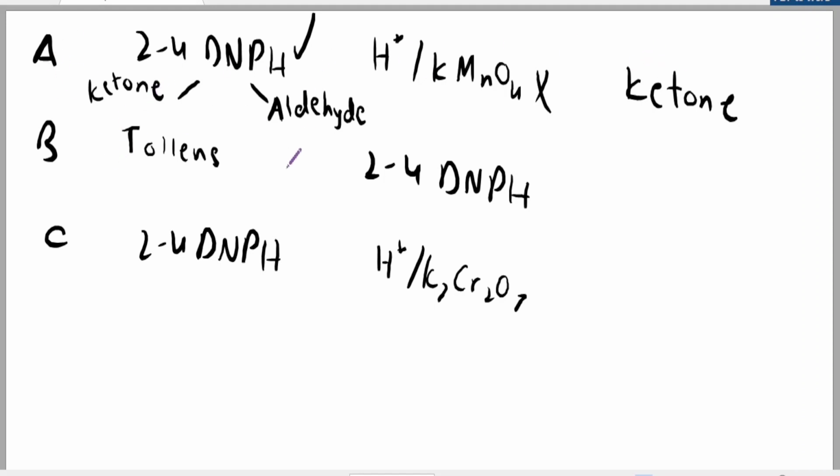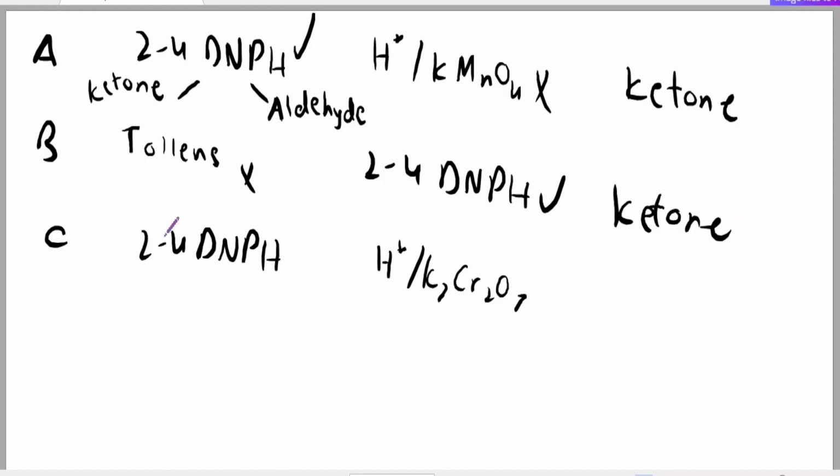Now compound B, they tell me that Tollens reagent would not react with compound B, but it would react with 2,4-DNPH. And I know 2,4-DNPH would mean ketone or aldehyde. And again, Tollens reagent is a weak oxidizing agent. So if it was an aldehyde, Tollens reagent would oxidize the aldehyde to acids. But since it did not oxidize compound B, therefore compound B is a ketone.